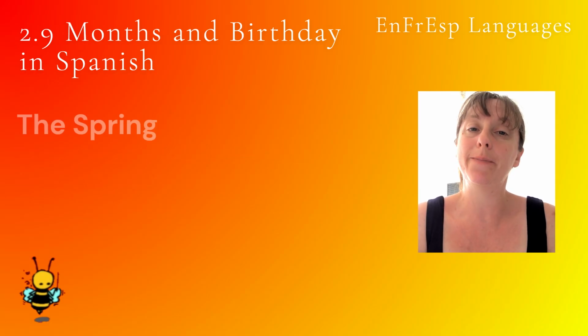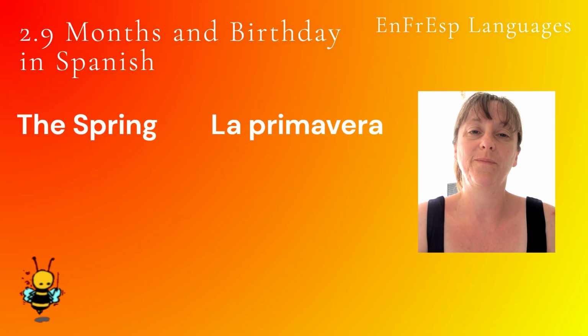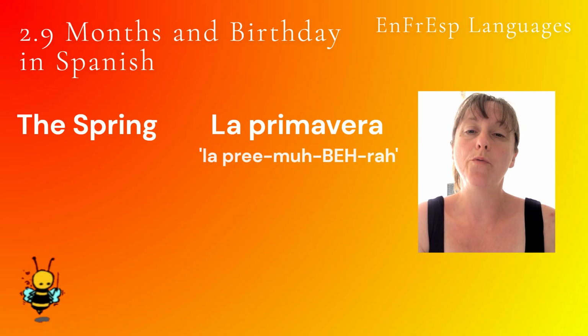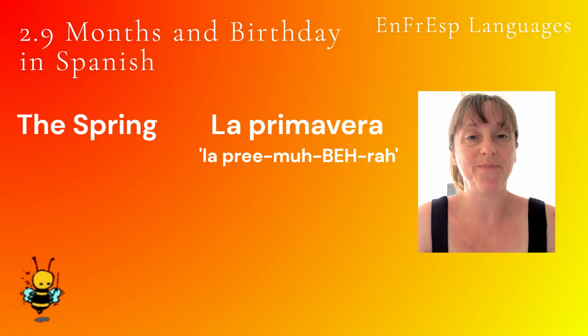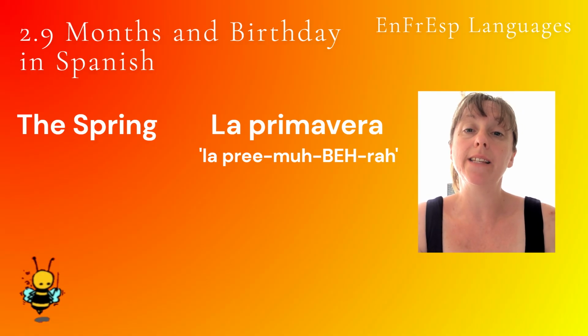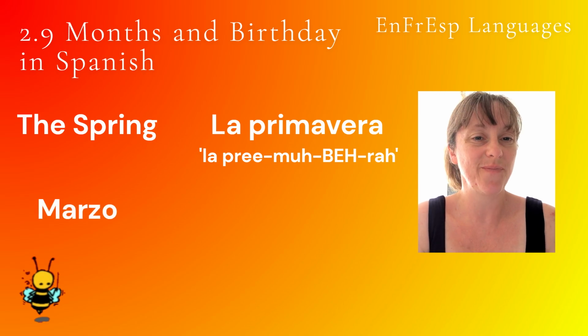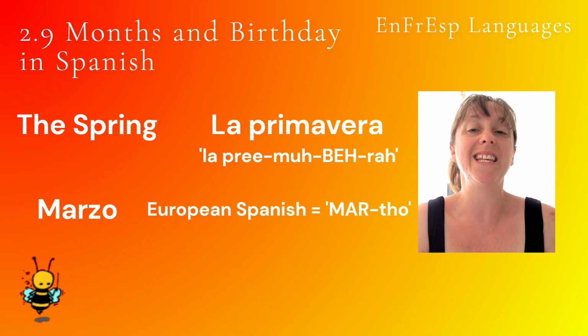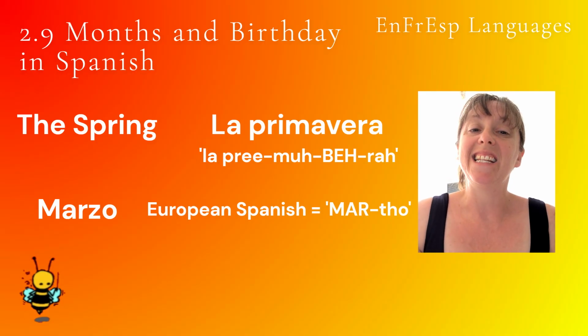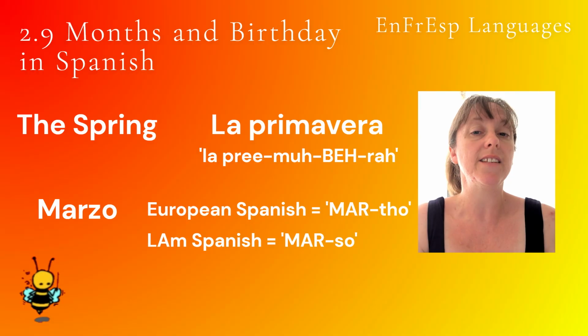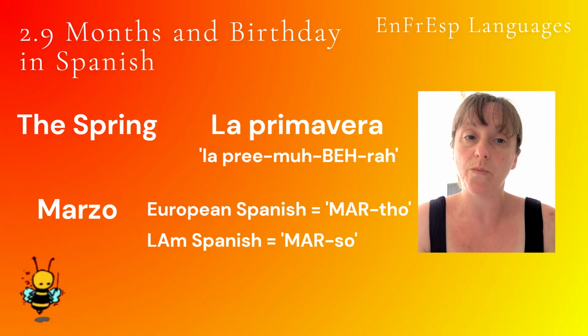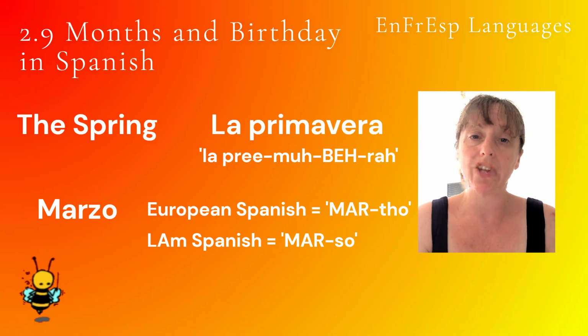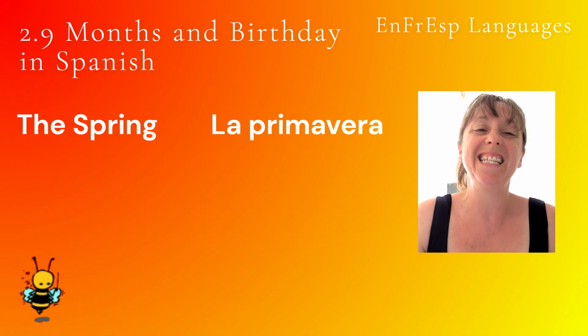Okay, so the spring is La primavera. The V in Spanish makes a B sound. La primavera includes Marzo. In European Spanish, Z is pronounced th, so this is marzo. In Latin American Spanish, Z is pronounced s, so this would be marzo. I speak European Spanish, so I will be saying marzo. That's March. April is Abril.